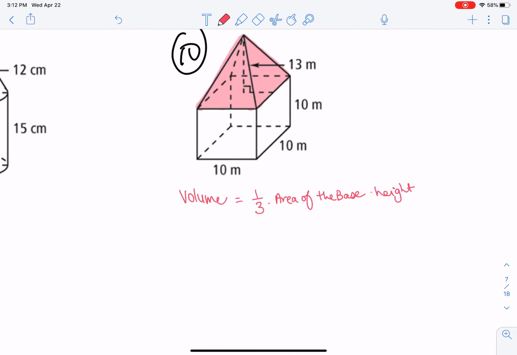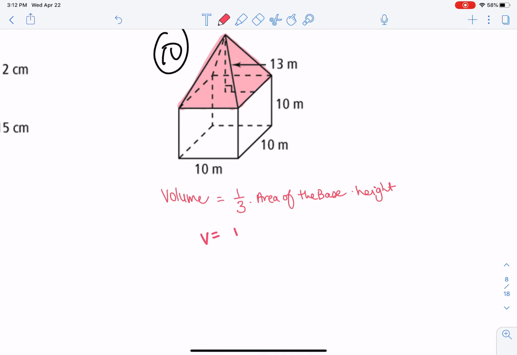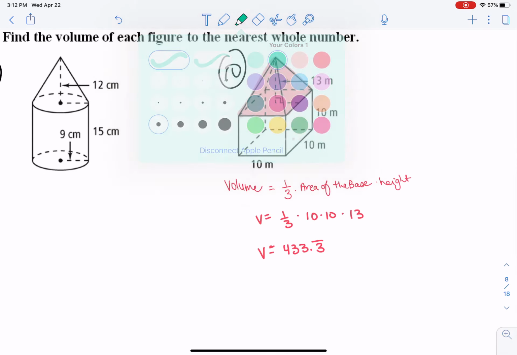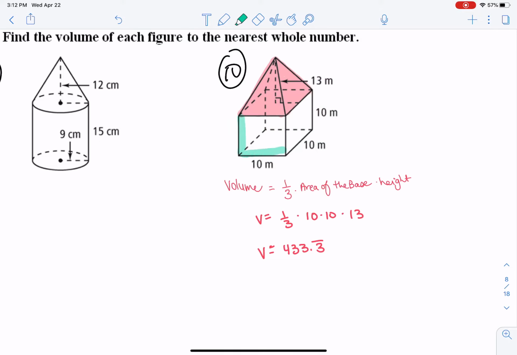And so then I'll just do the volume is equal to 1/3. And then the area of the base is just a square, so 10 times 10. And then the height is 13. So that will give me 1,300 divided by 3, or 433.3 repeating.